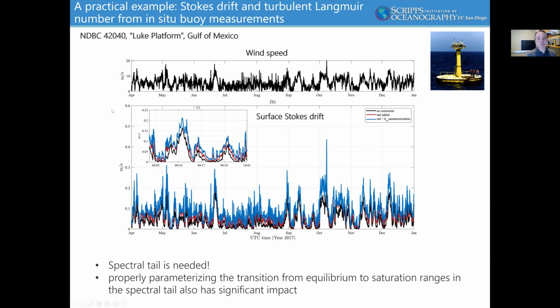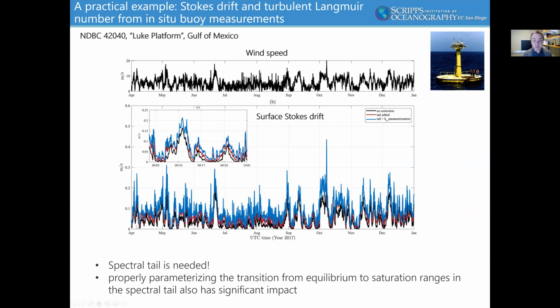So I'm taking an example here. This is almost a year of data. This is wind speed and computed surface Stokes drift collected from a buoy in the Gulf of Mexico. This is a Luc platform. I just took their product and computed 3 different products. One, where there is no tail added, no correction. This is a spectral product provided by NDBC. The red one corresponds to a spectral product where a tail was added. And the blue one corresponds to a spectral product where a tail and a proper transition were also included.